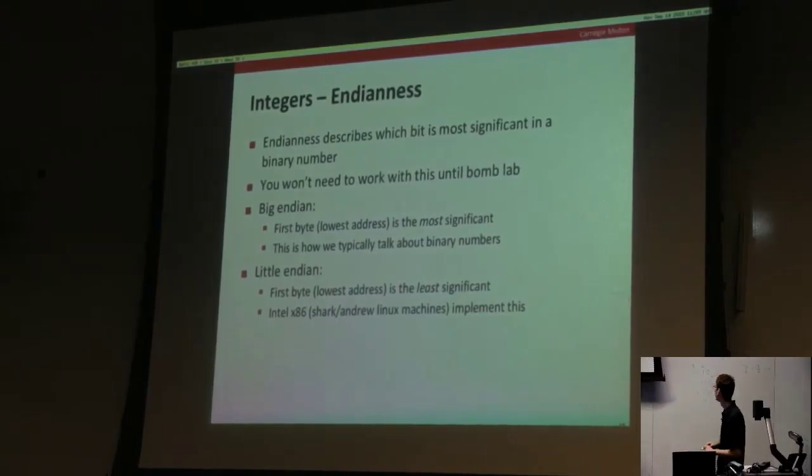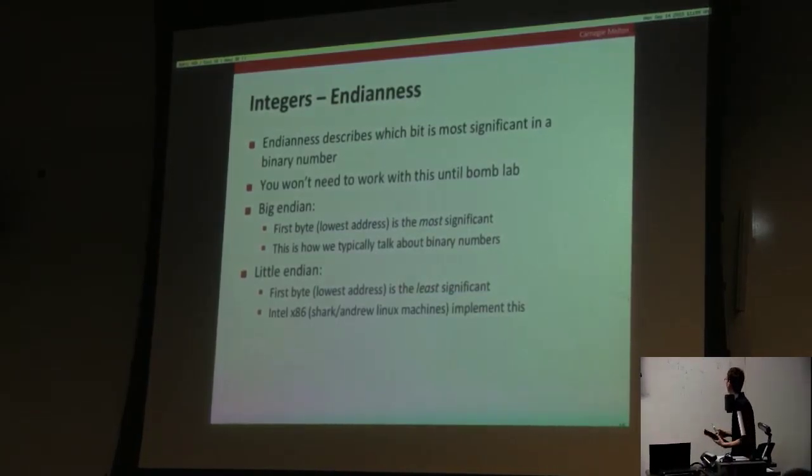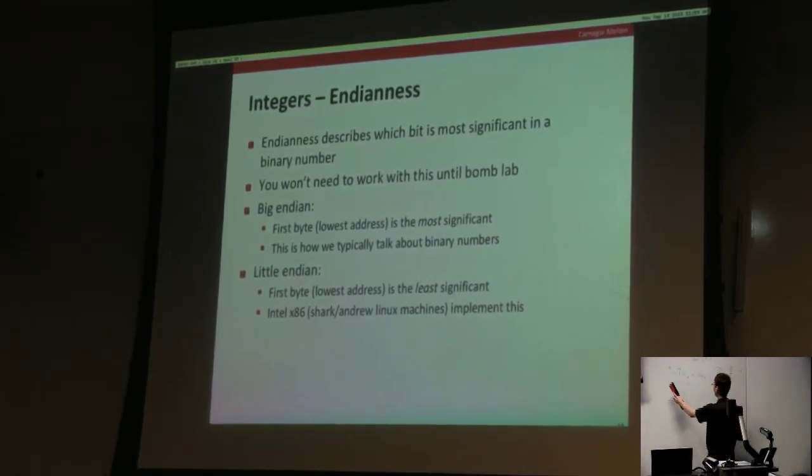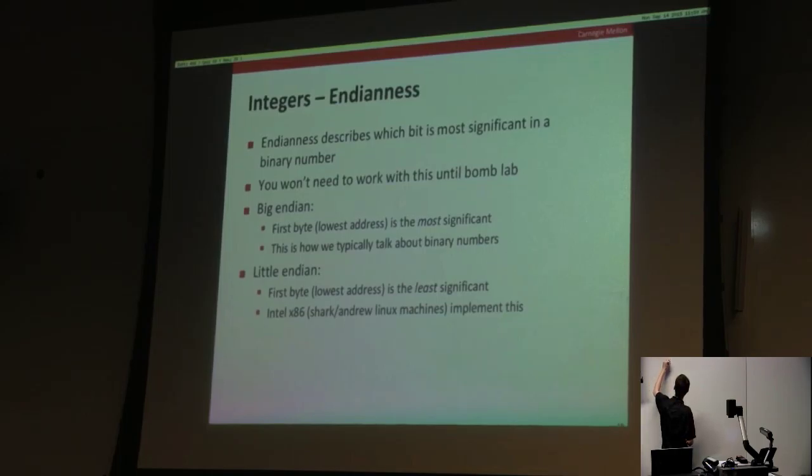Say we had a number. Does everyone have this written down if they want it? Okay, so say our number is 0x12345678. So we've got this 4-byte number, 1, 2, 3, 4 bytes, and we're going to store it in memory. And we want to know the difference between what it looks like in little endian and big endian.